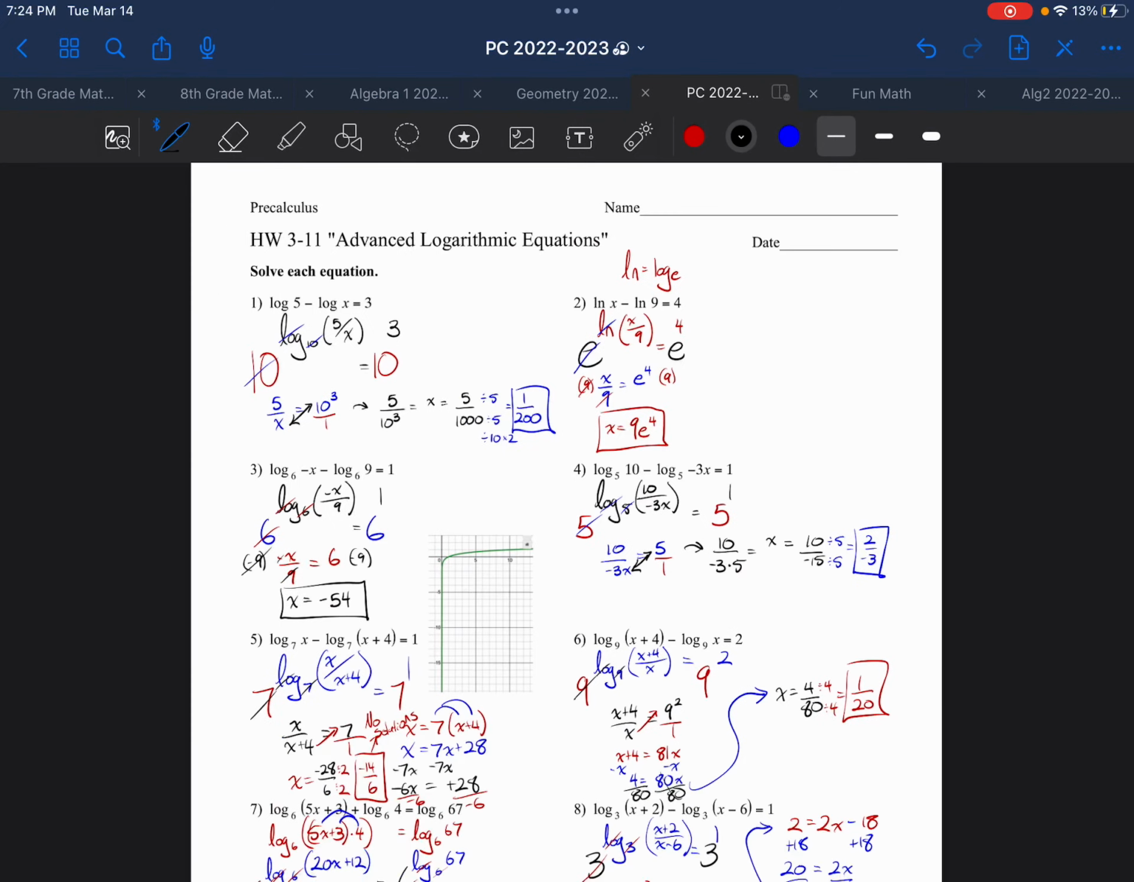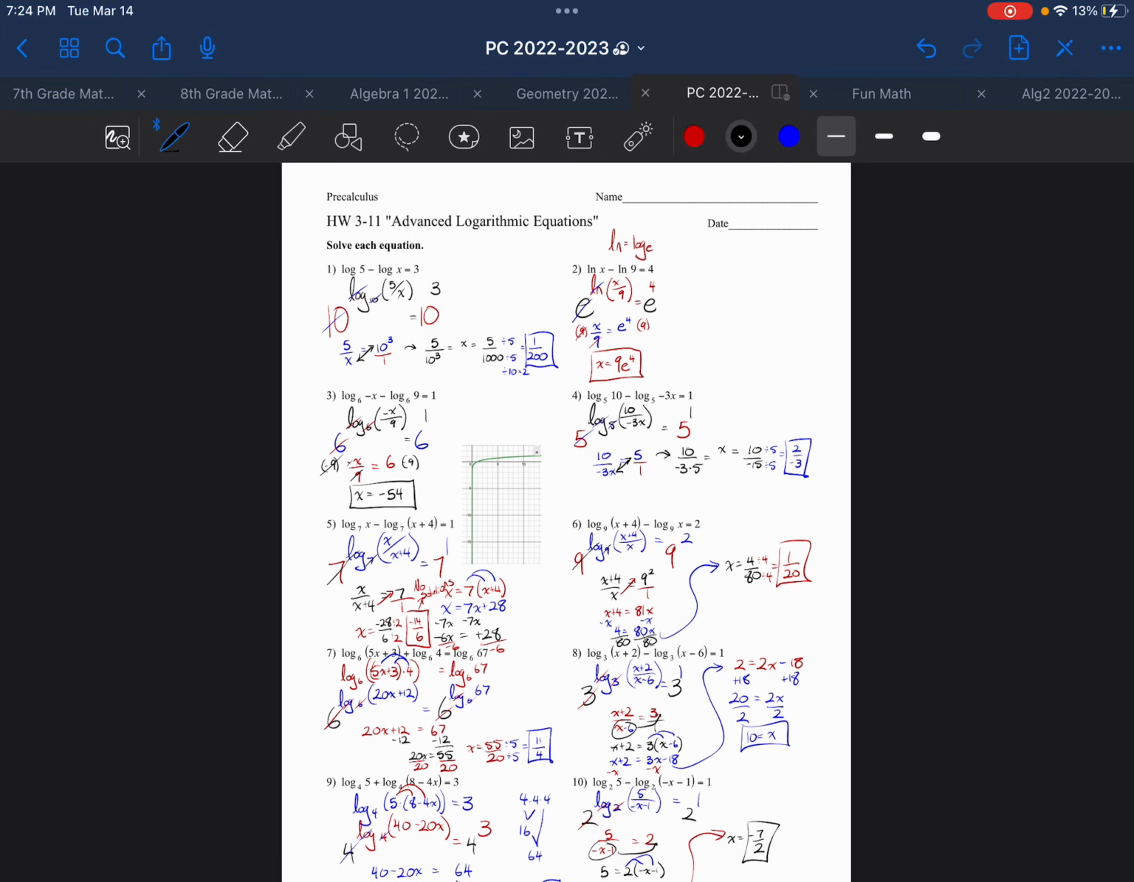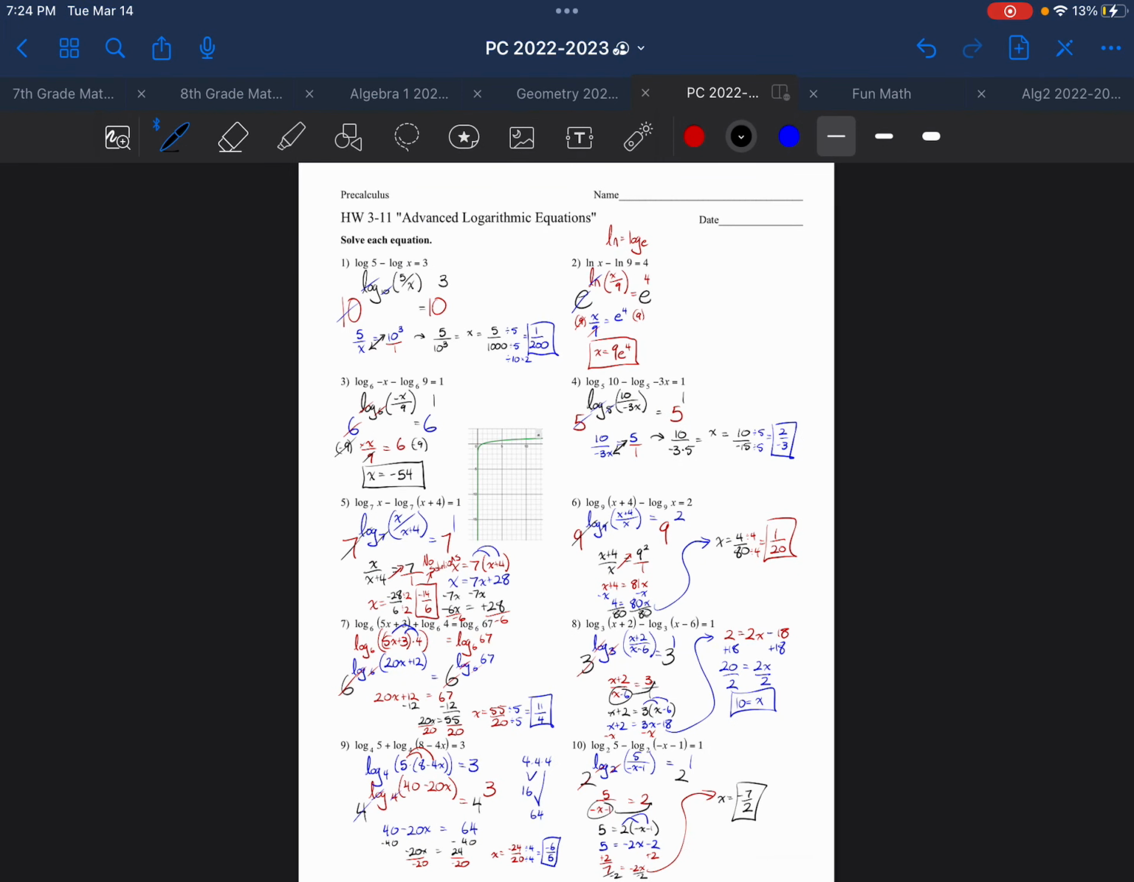That concludes homework 3-11. I apologize it took me so long to figure out what was going on in number 5, but hey, we learned from that mistake, and we know never to plug in negative numbers for logarithms.